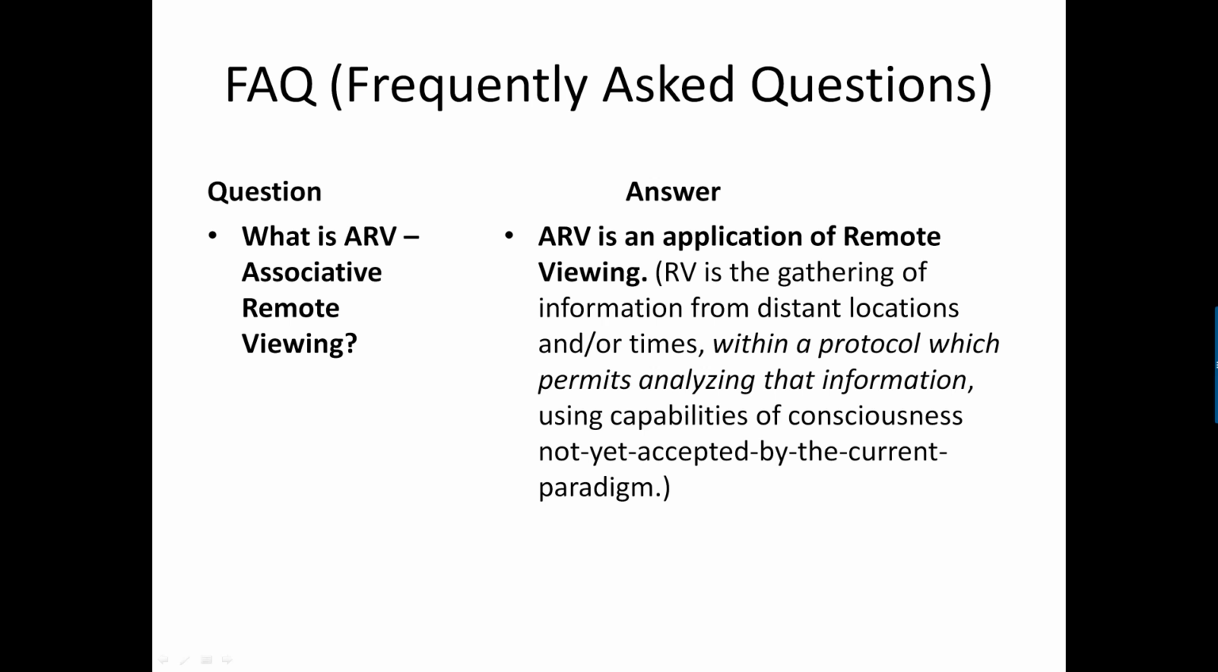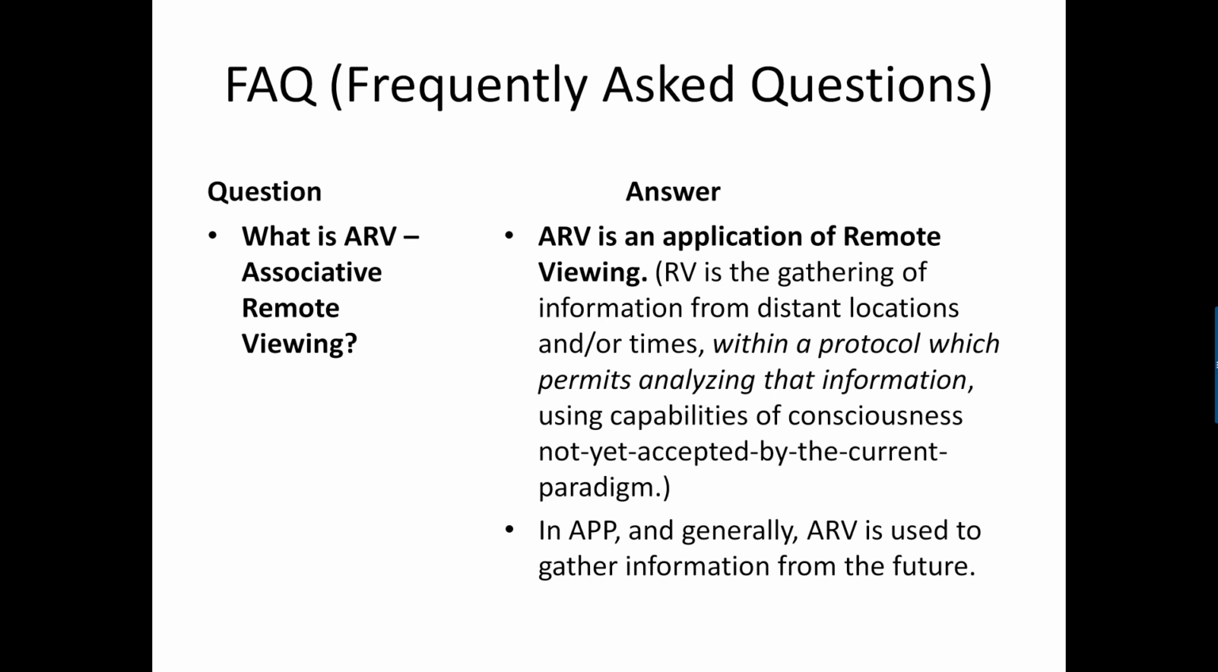Now, in app, and generally, ARV is in fact used for gathering information from the future. It doesn't have to be, and sometimes it is not, but most of the time it is used in the precognitive sense, getting information from the future.